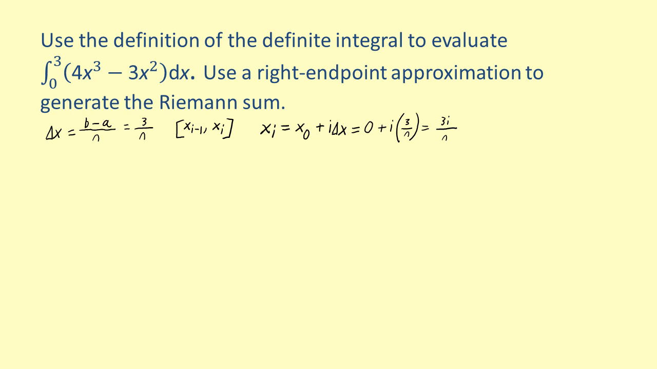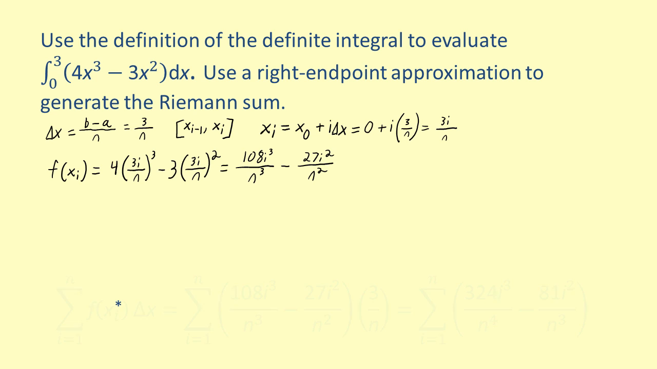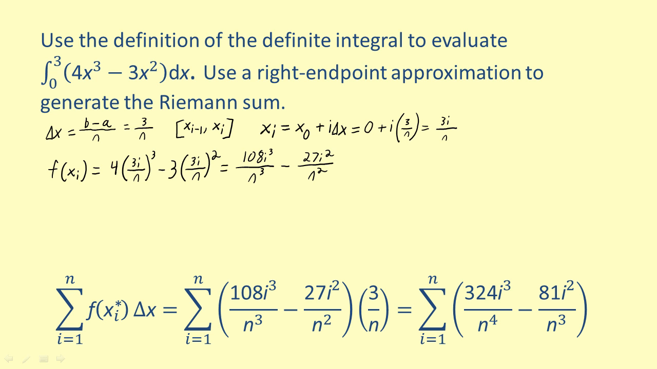Now let's calculate f of x_i by substituting our expression for x_i into the integrand. So, we have 4 times the quantity 3i over n cubed minus 3 times the quantity 3i over n squared, which simplifies to 108i cubed over n cubed minus 27i squared over n squared. Substituting this expression and delta x into the Riemann sum and then simplifying, we get 324i cubed over n to the fourth minus 81i squared over n cubed.